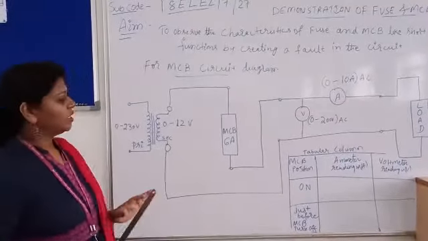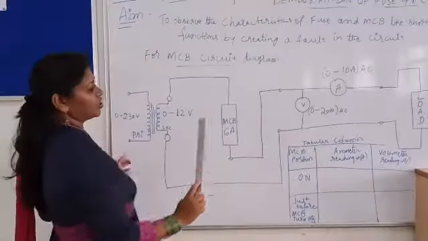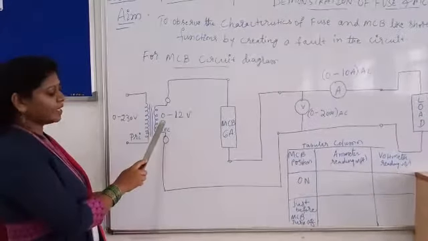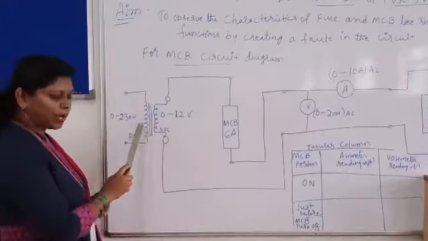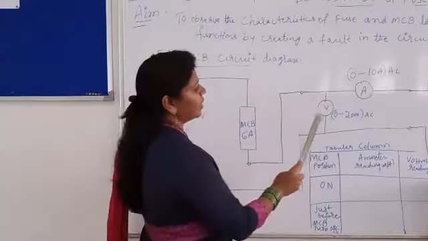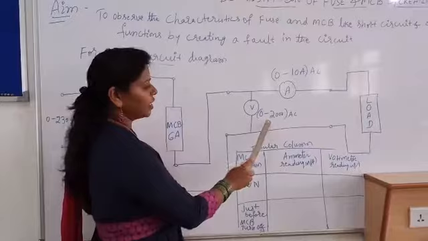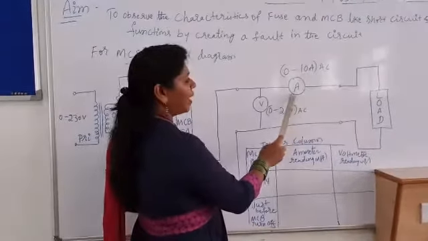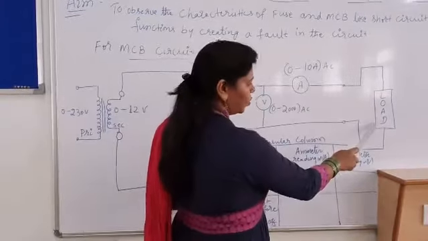For that, the required circuit diagram for studying the MCB functions is this one. It contains a 0 to 12 volts step down transformer, an MCB of 6 amp rating, a voltmeter of 0 to 200 volts AC, and a 0 to 10 amps AC ammeter. And you can see here the load.